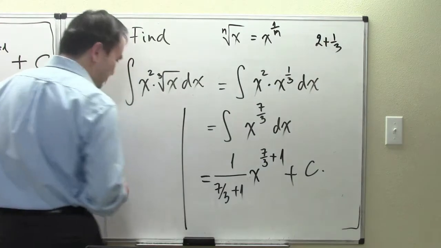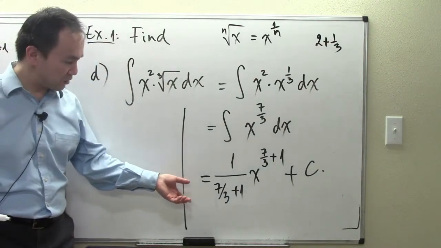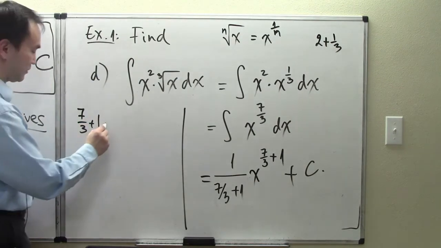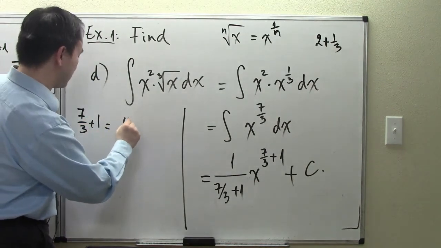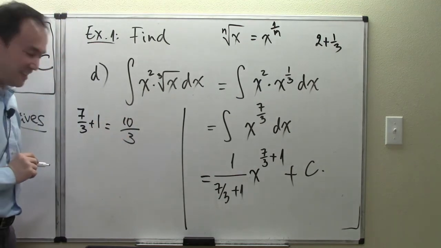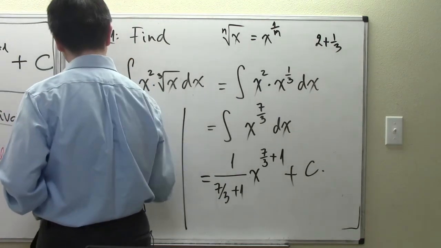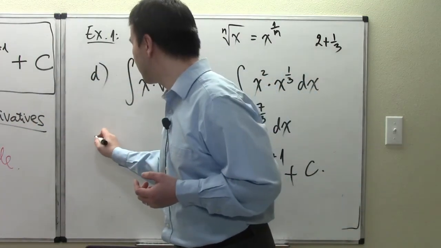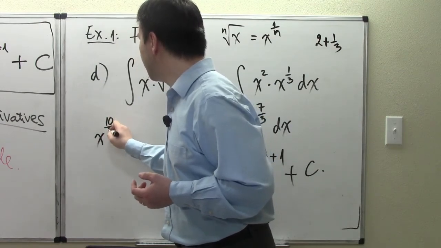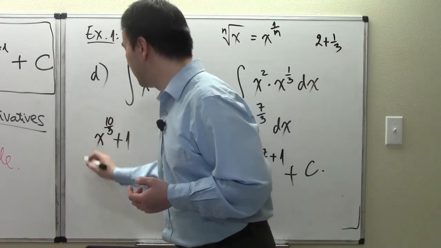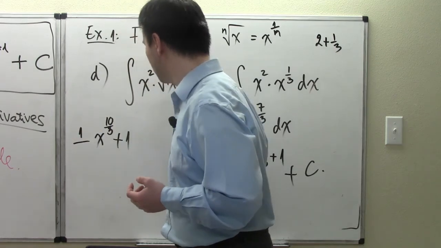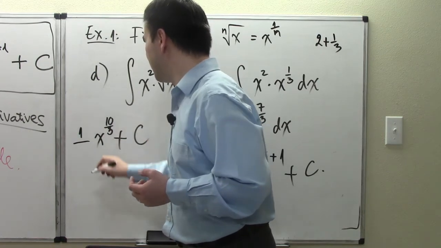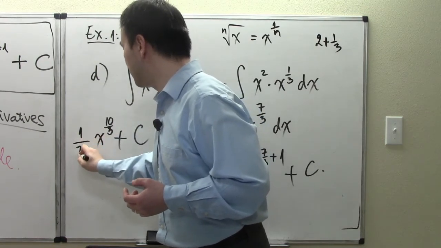So 7/3 plus 1 is going to be, well, do a quick math right here. 7/3 plus 1 makes it 10/3. Okay, clear enough? All right, so now our final answer is x to the 10/3 power, and then 1 over, actually it's not plus 1, I apologize, plus c. And then times 1 over 7/3.